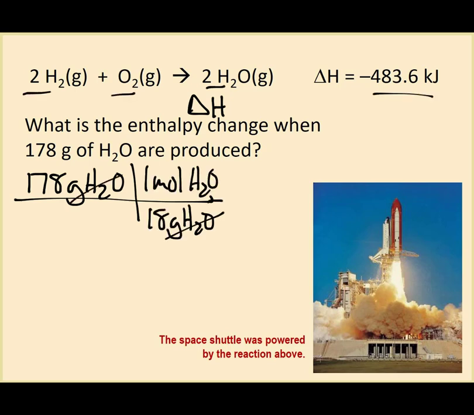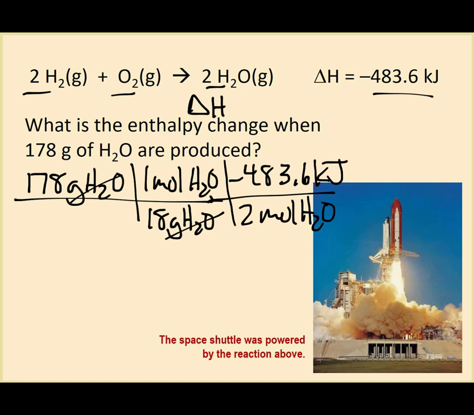So now that I have moles of water, I can use that balanced equation to help me convert to energy. So 2 moles of water to my minus 483.6 kilojoules. And when I do all the math, 178 times 1 divided by 18 times negative 483.6 divided by 2, I get a negative 230 kilojoules. And let's just double check sig figs. So sig figs, there's 3 of them, so I'm going to just round it.